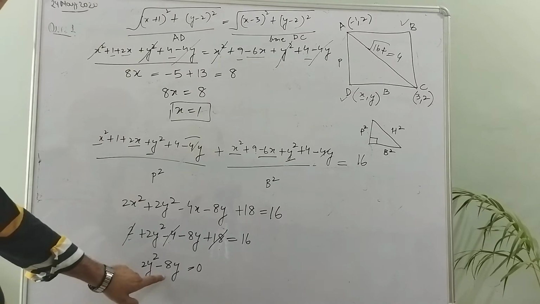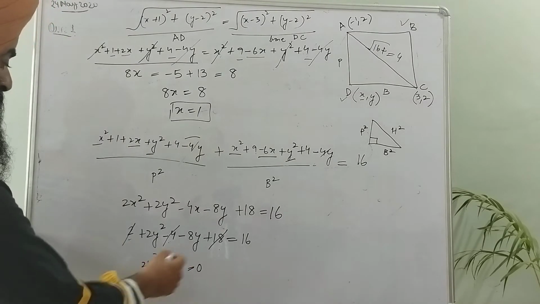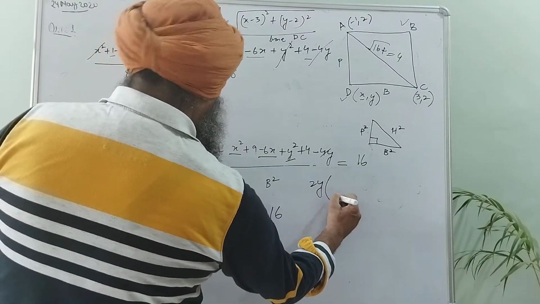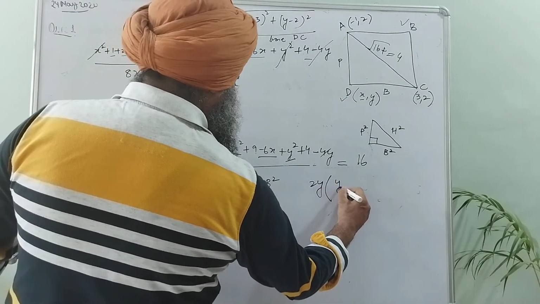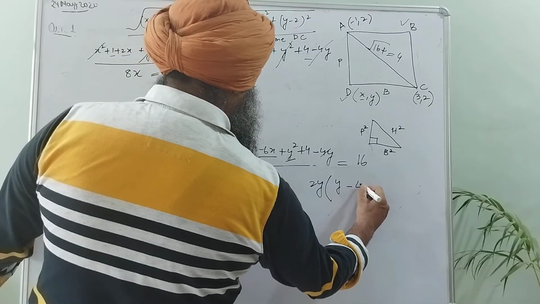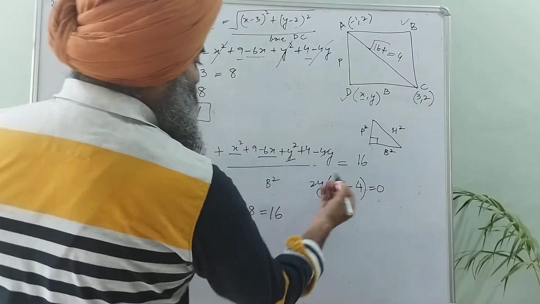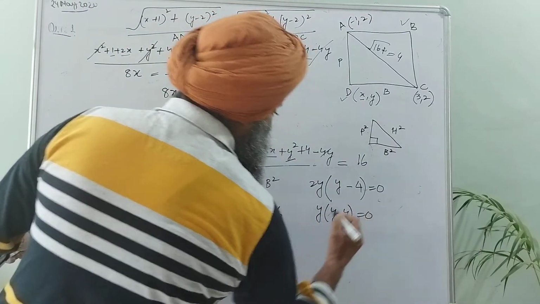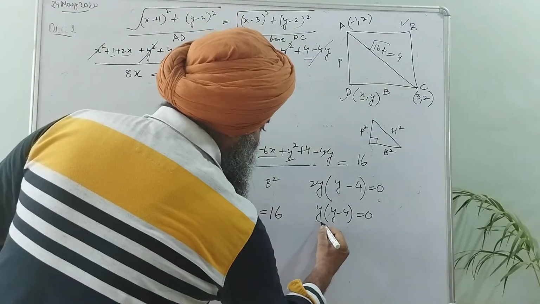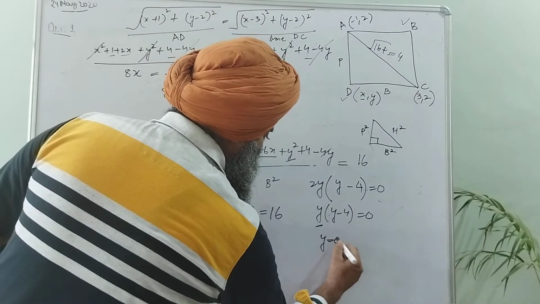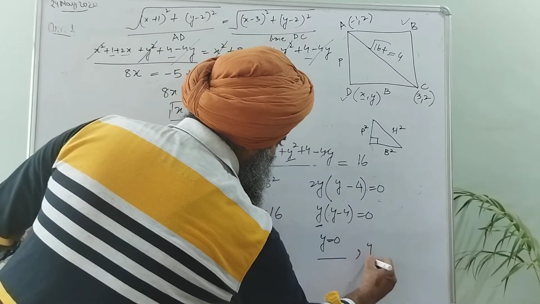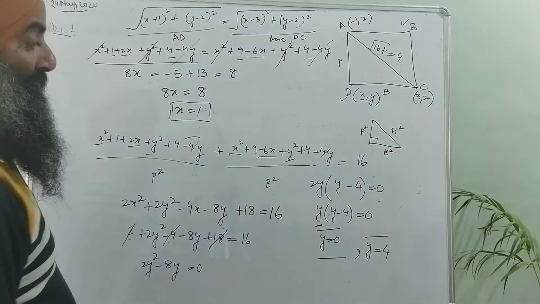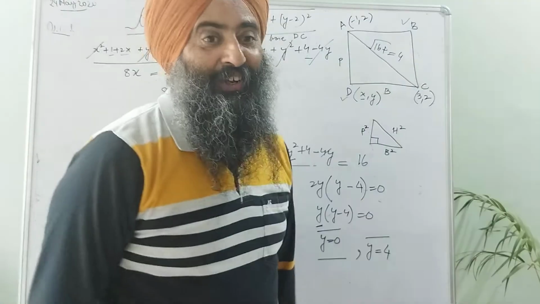2y square minus 8y is equal to 0. Now, what you can do? So, take 2y common. What do you get? You get y into y minus 4 is equal to 0. So what are the two possible values for y? Make it equal to 0, y is equal to 0, or y is equal to 4. You are getting two values of y.